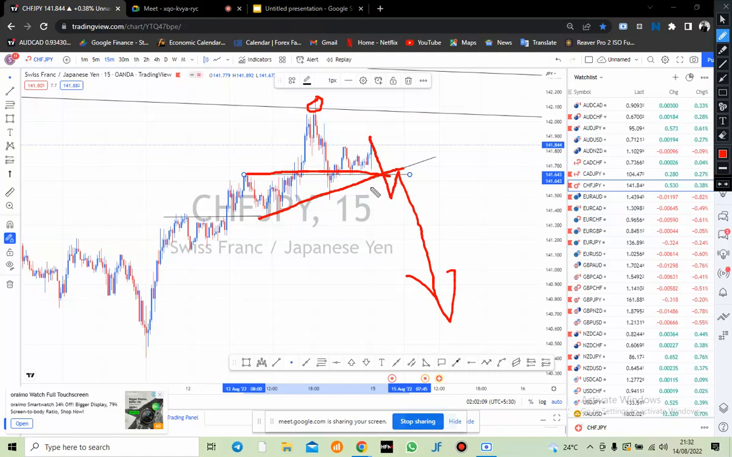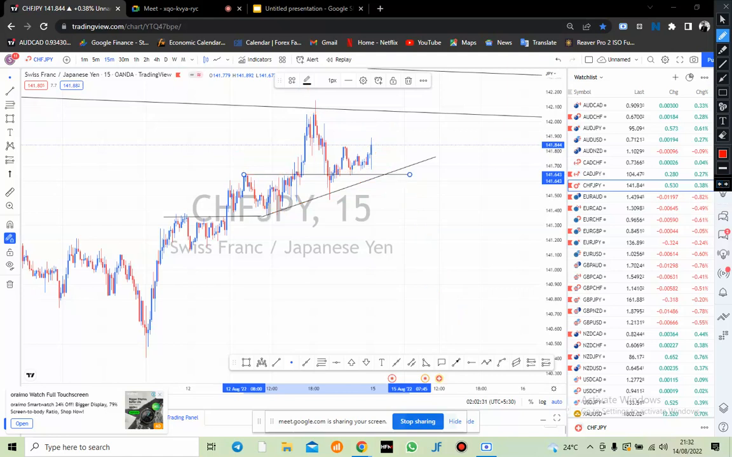So if the price drops, then there is a complete head and shoulder pattern. This is the left shoulder, this is the head, and this is the right shoulder. This is where I'm going to be looking to execute my trade.